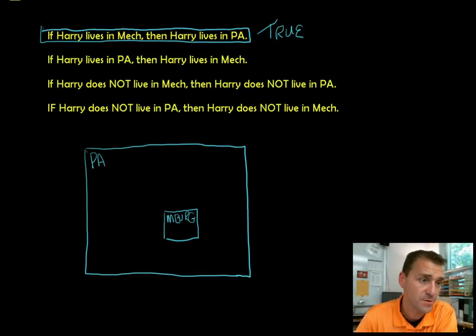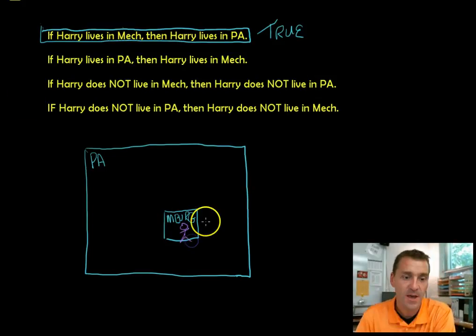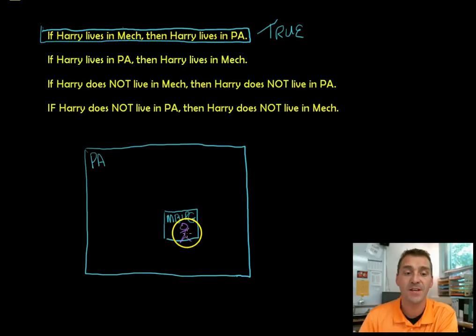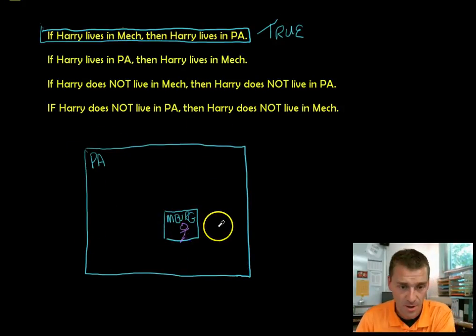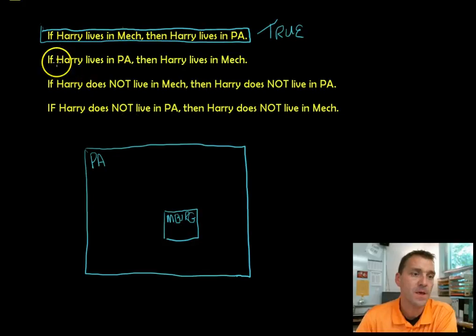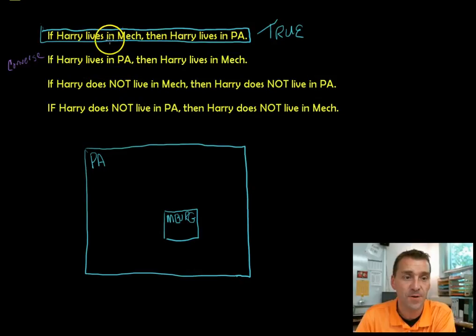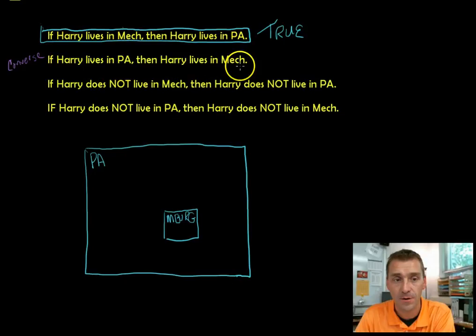Because if this is Harry, let me use a different example. If this is Harry right here, woo, good old Harry, there he is, he's standing right there. If Harry is in Mechanicsburg, then he certainly is within Pennsylvania. That is an absolutely true statement. So let's go back a second now, let's look at this one. If I take the converse of that statement, I just flip-flop the P and the Q. So now it says, if Harry lives in Pennsylvania, then Harry lives in Mechanicsburg. Well, that means I could put Harry over here. I could put him out there above Pittsburgh somewhere, below Erie.